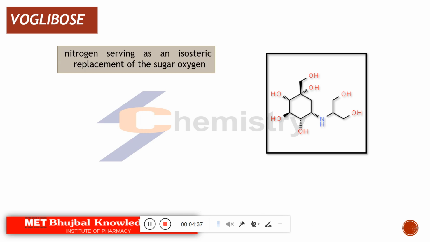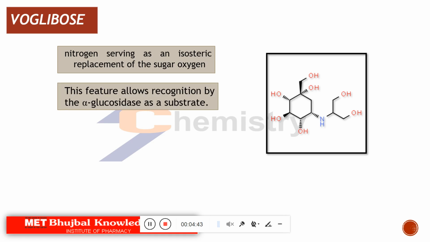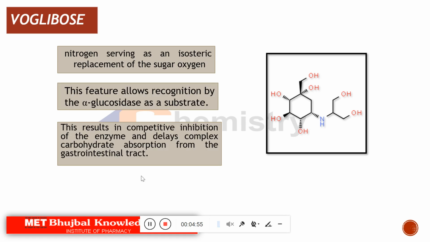So oxygen has been replaced by nitrogen to make the drug analogous with the sugar, and again this feature allows recognition by alpha glucosidase as a substrate. So alpha glucosidase binds with it, and carbohydrate remains unhydrolyzed. This results in again competitive inhibition of the enzyme and delays complex carbohydrate absorption from the gastrointestinal tract.